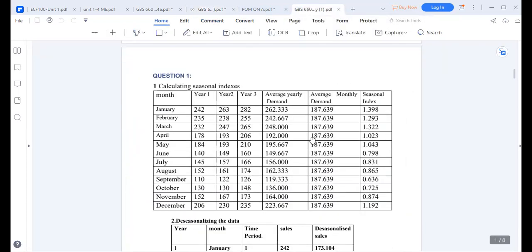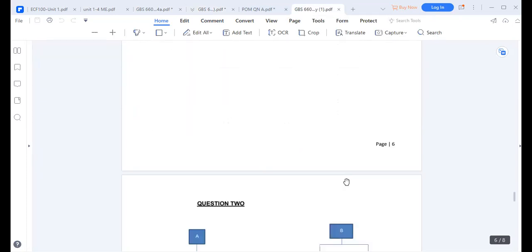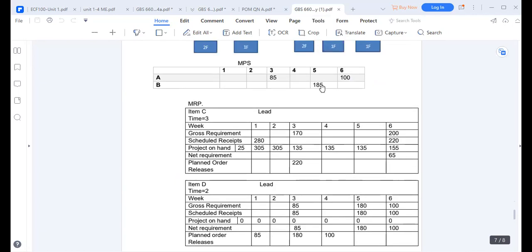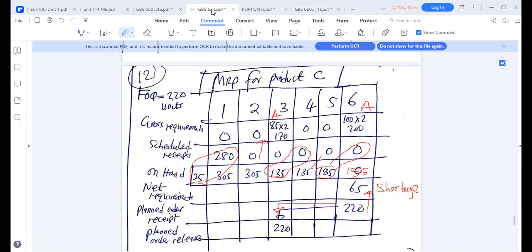As we look at question 3 for product C, on this other side, of course, we can make the comparisons. We can see there's a 220 here, which is coming in week 3. So we have the requirement, and on hand is 155 there. This is the MRP for item C, because the lead time is 3 weeks. So this is the 220 we have here in week 3.